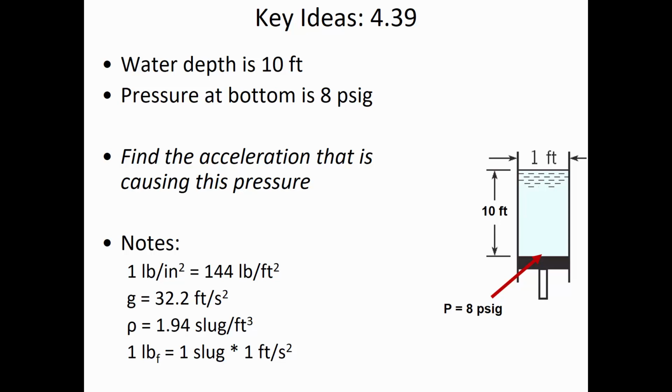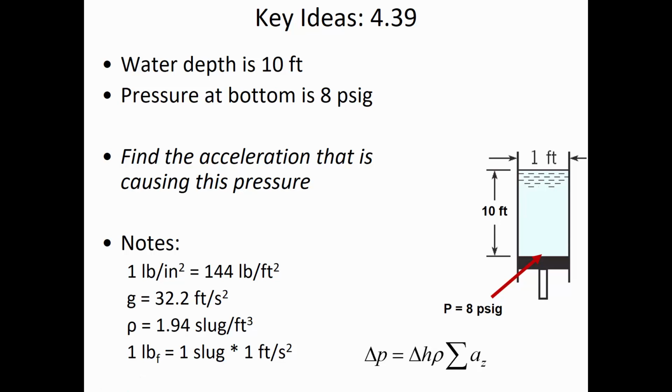So you're given the pounds per square inch, and you're going to need to convert that into pounds per square foot. Now, of course, if you're working in traditional units, g isn't 9.81 and density isn't 1,000. Density in traditional units is 1.94 slugs per cubic foot. When you multiply a slug by an acceleration of 1 foot per second squared, you get 1 pound of force.